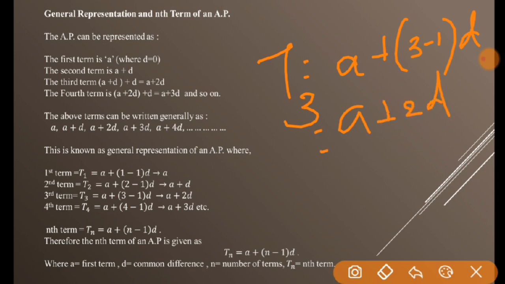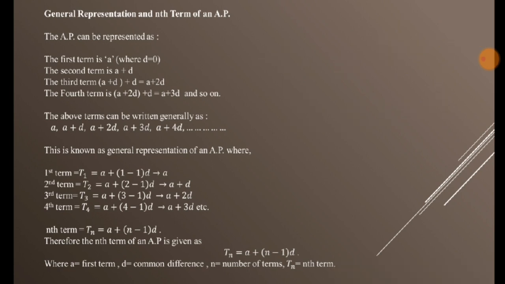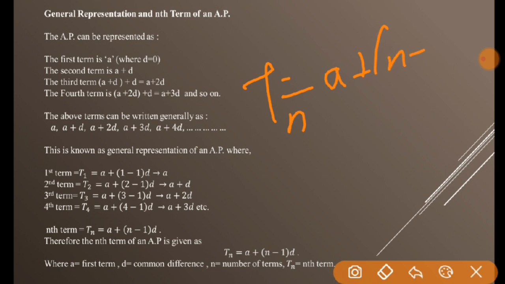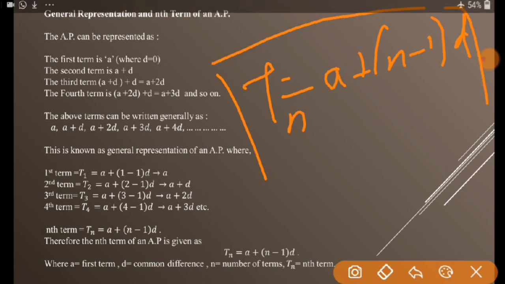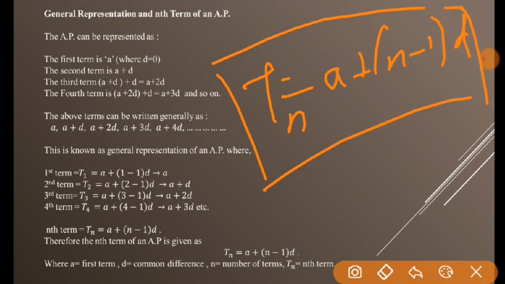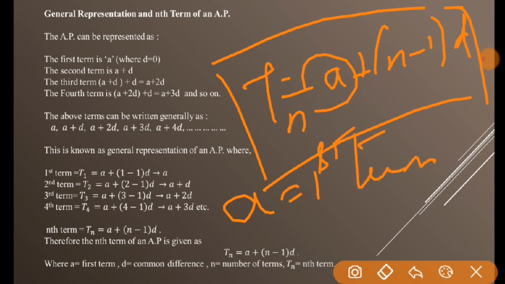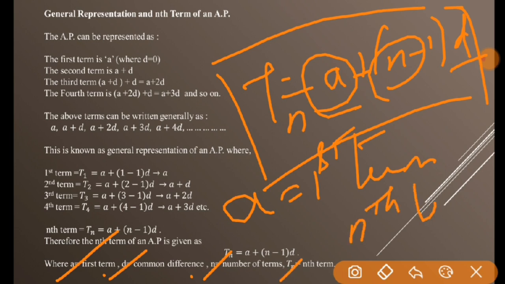So in terms you can represent the arithmetic progression like this: Tn is equal to A plus n minus 1 into D. This is the formula we use to calculate the nth term of the arithmetic progression. A is the first term, n is the number of terms, and D is the common difference. Tn is the nth term. When they are asking us to find the nth term, we are using this formula.